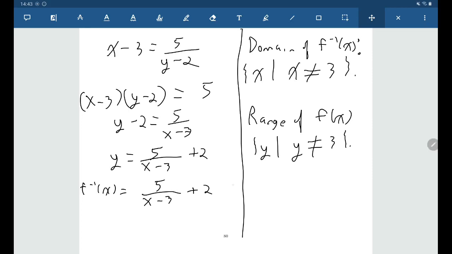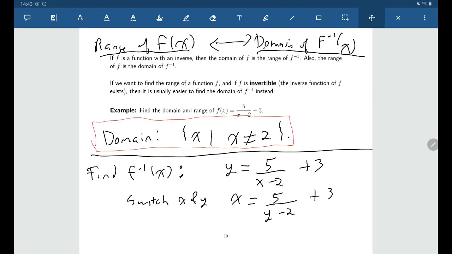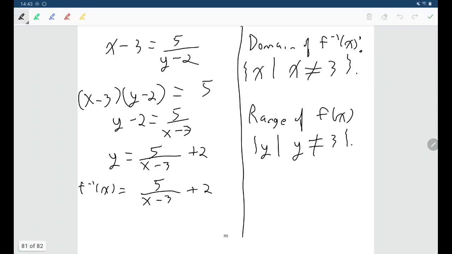So now we have our answer. We have that the domain of f, we found just by looking at it, the domain was everything except for 2, and that the range of f was everything except for 3.